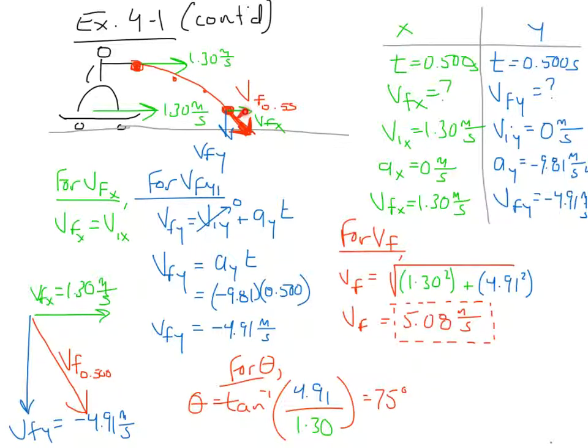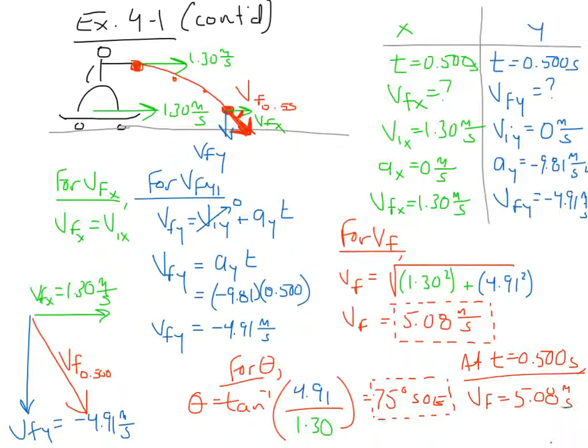Okay, so what direction is it going? What quadrant is it going? Going down this direction, it's going to be south of east, right? So south of east. Let's dotted line box that. And that's going to be very important to us because that's the other part of our final answer. So we can say finally that at t equals 0.500 seconds, the final velocity is going to be 5.08 meters per second at 75 degrees south of east. That, my friends, you can box it up because that's what your final answer is going to be.